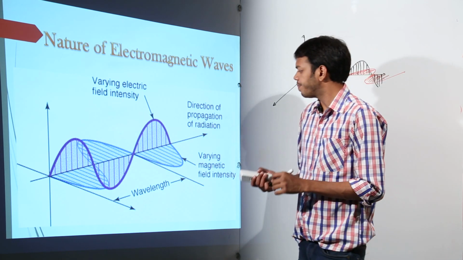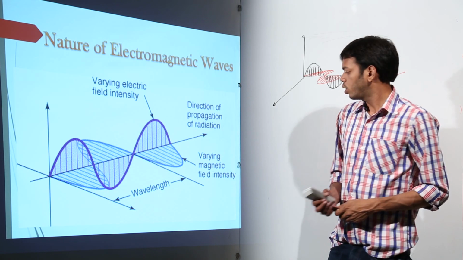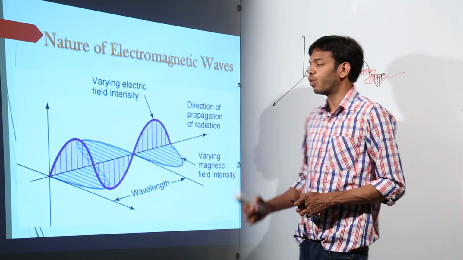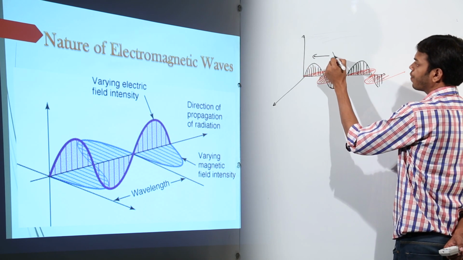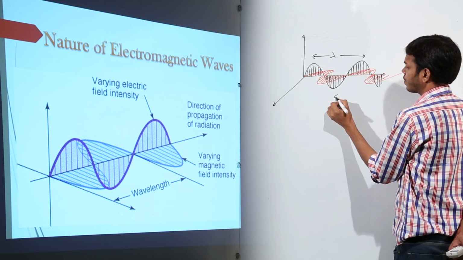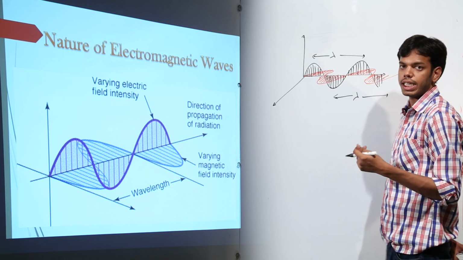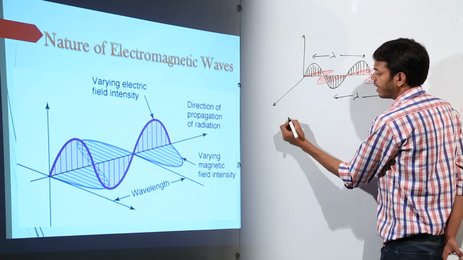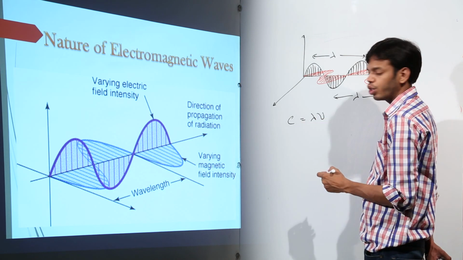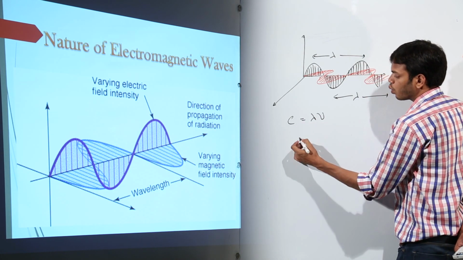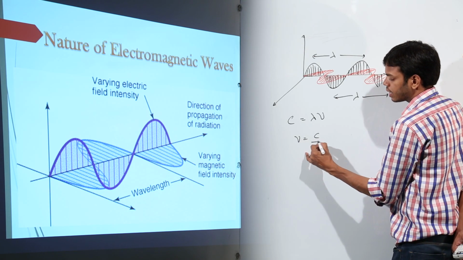Now, we already know about the terms wavelength and frequency. What is wavelength? The distance between two consecutive crests or two consecutive troughs is the wavelength, in both cases. And what is the relation between wavelength and frequency? Speed is wavelength into frequency. C is equal to nu lambda. So if you have the wavelength, you can calculate the frequency by C upon lambda.